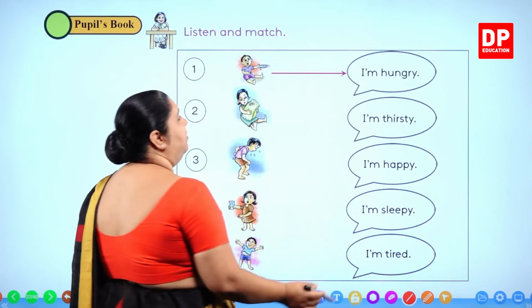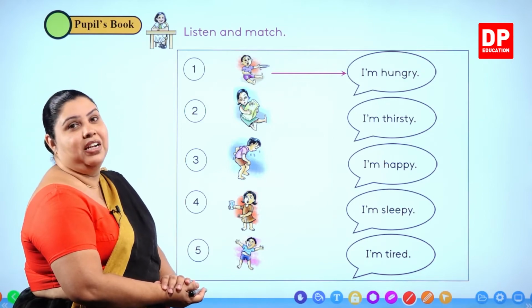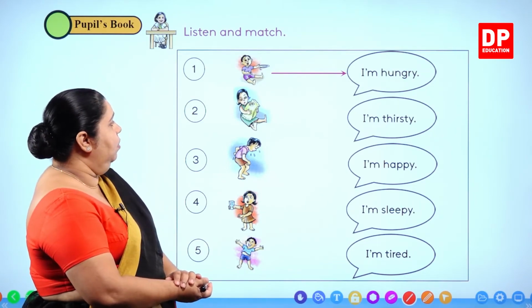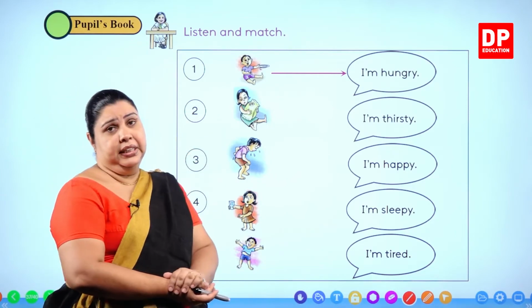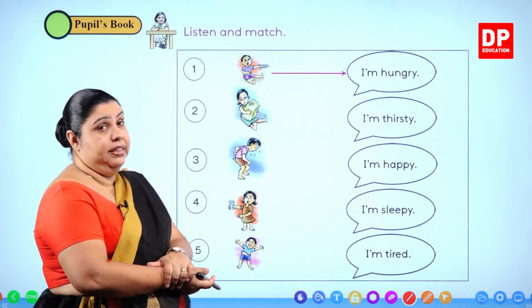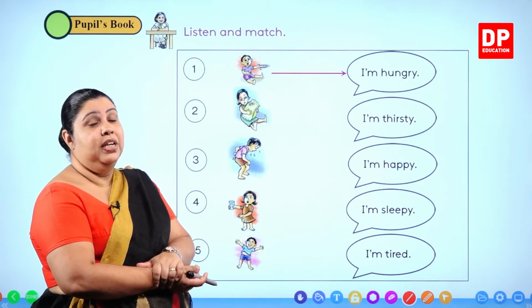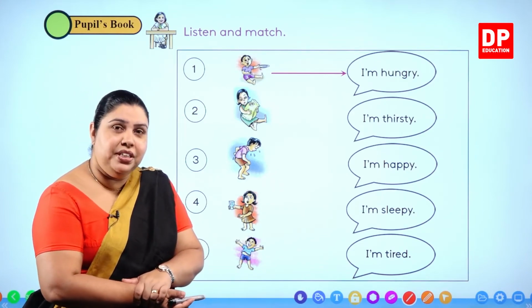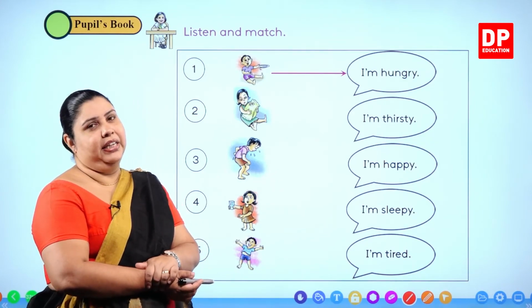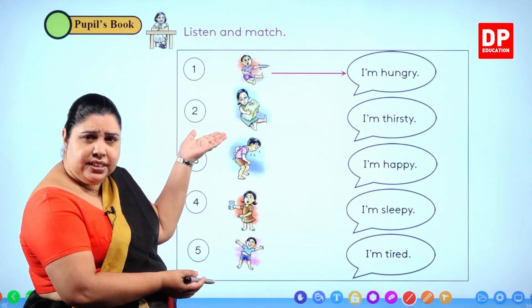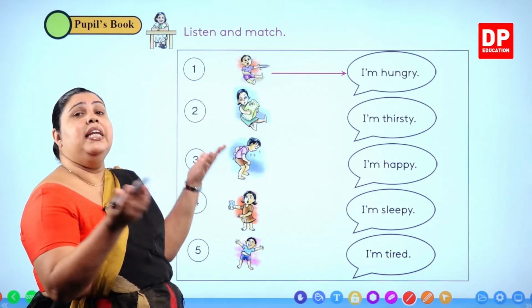Oh, we can straight away go to the word in front. I'm hungry. Now the second picture. Oh, this little girl is holding a pillow and look at the face. Eyes are just about to close, hugging a pillow. How is she feeling now? Is she hungry? Is she thirsty? She is sleepy.